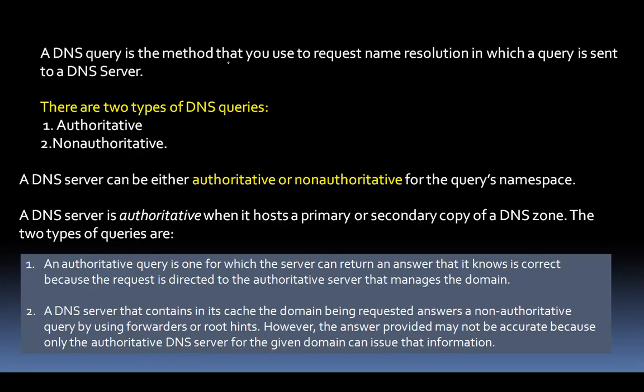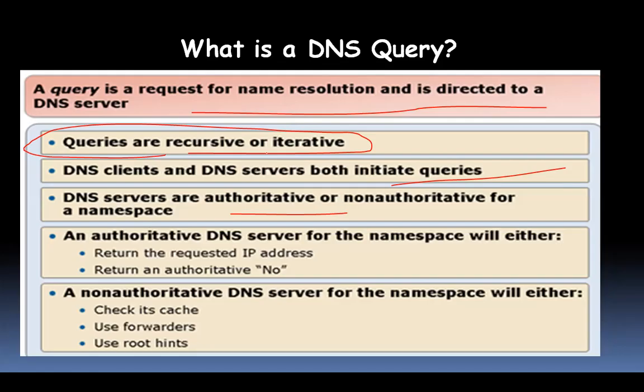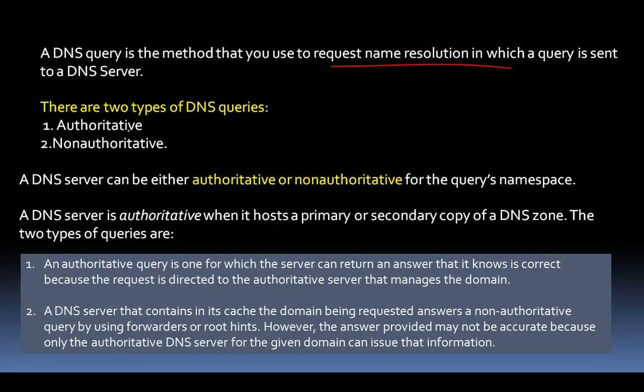So guys, a DNS query is the method that you use to request name resolution, in which a query is sent to a DNS server, and there are two types of DNS query. The first one, I just missed a few things, is recursive and iterative. Now we will talk about what authoritative and non-authoritative mean.